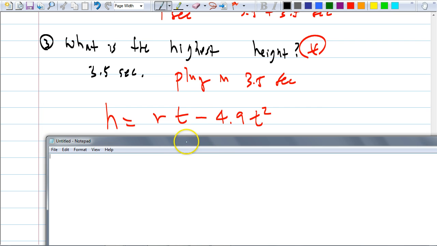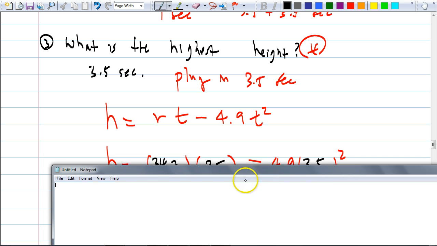So what's our equation? H equals RT minus 4.9 T squared, right? So what is the H? Do we know that? No, this time we don't know. That's what we're trying to figure out. Do we know the rate? Yes. What was it? 34.5. What is the time? 3.5, right? Look, plug this in.